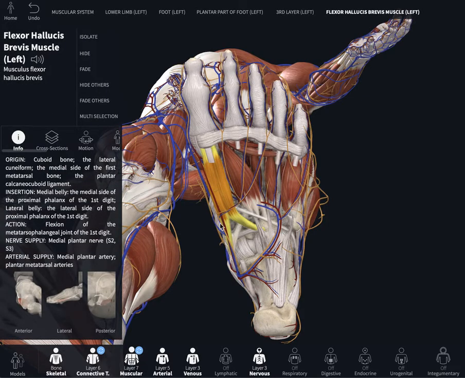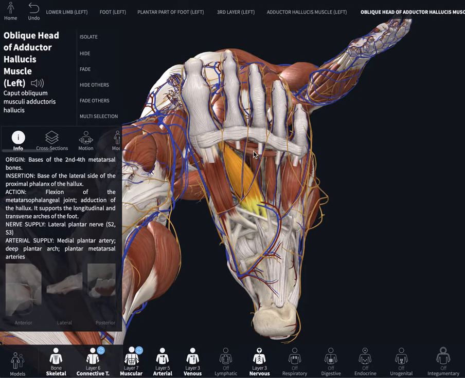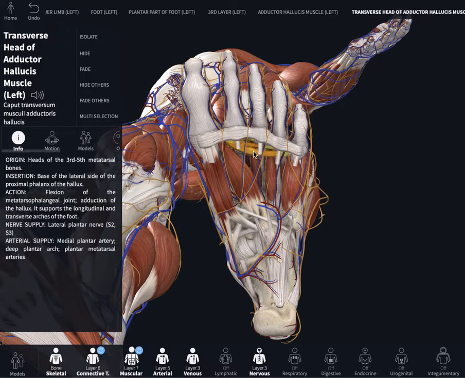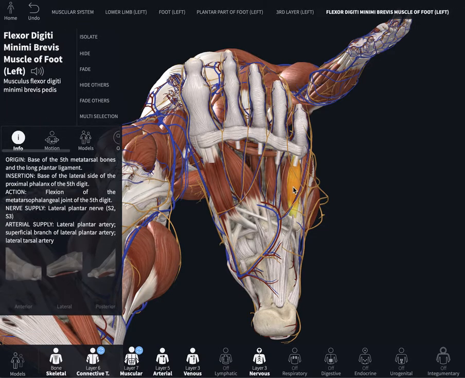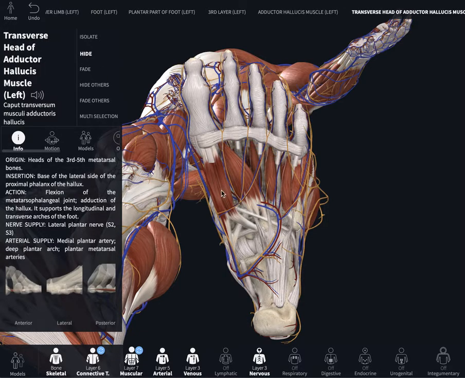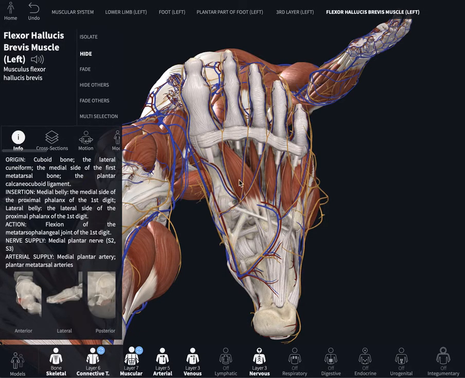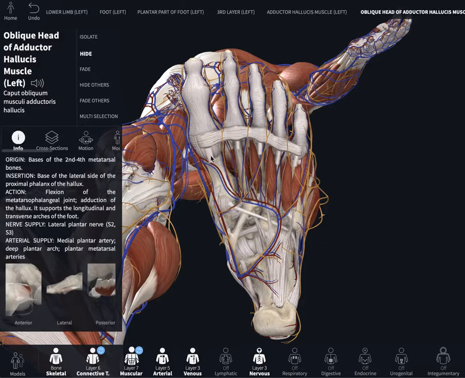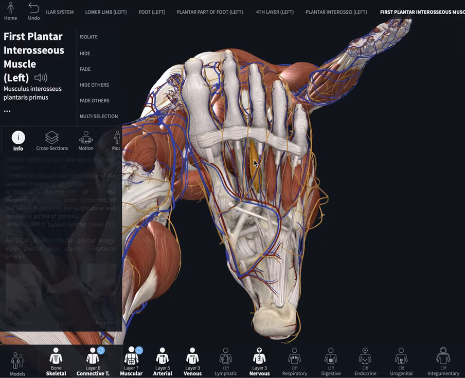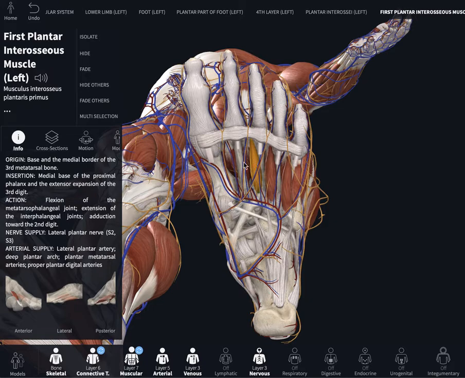Flexor hallucis brevis here in the third layer. Oblique head of adductor hallucis, transverse head of adductor hallucis, and then we have our flexor digiti minimi brevis. We'll reflect these muscles. And then our fourth and final layer of the intrinsic muscles, we have our plantar and dorsal interossei. So we can see our plantar interossei here is the first plantar interosseous muscle.